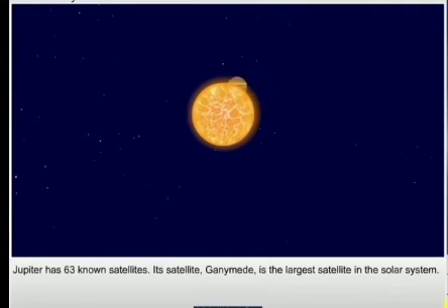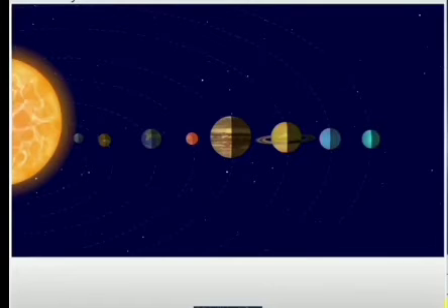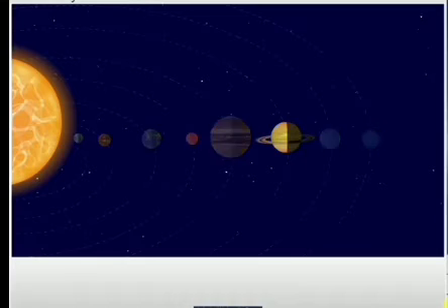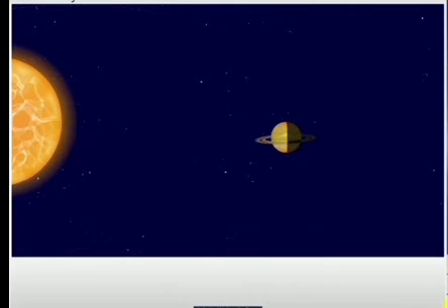Jupiter has 63 known satellites. Its satellite, Ganymede, is the largest satellite in the solar system. Look at the beautiful planet. Let's go towards Saturn. Can you see the ring around the planet?